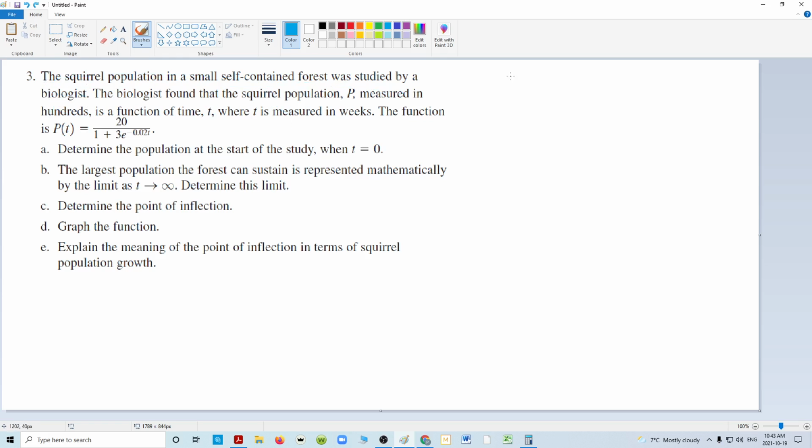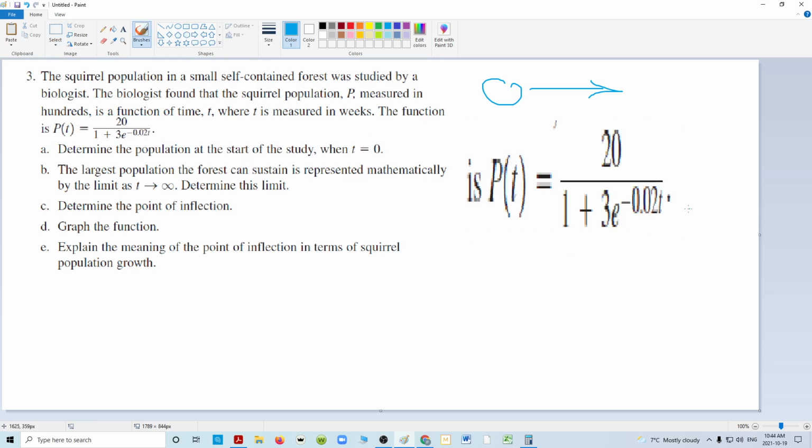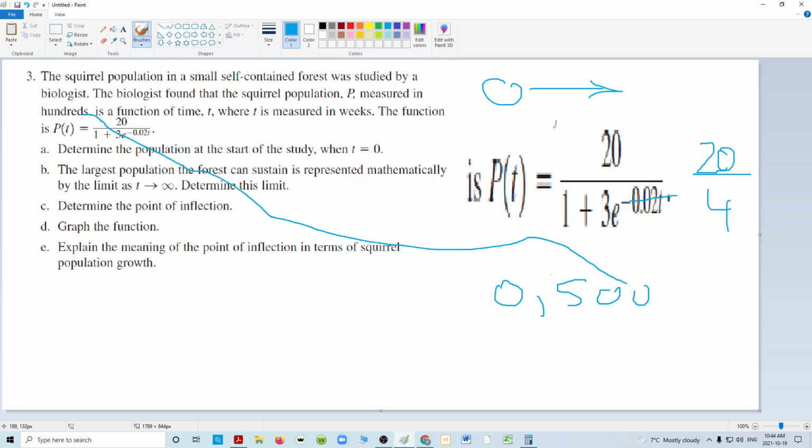And time, so we're only concerned about time of 0 onwards. So that's a domain restriction you should always be aware of. And if you look at it, let's find out what happens at time 0. At time 0, this thing becomes 0, so e to the 0 becomes 1. 1 times 3 plus 1 is 4, so we get 20 over 4. So that means at time 0, the population is 20 divided by 4, 500 squirrels, because we're dealing in hundreds of squirrels. So that's the initial. However, on the graph, it's just going to look like that. So at time 0, we got 500 squirrels.